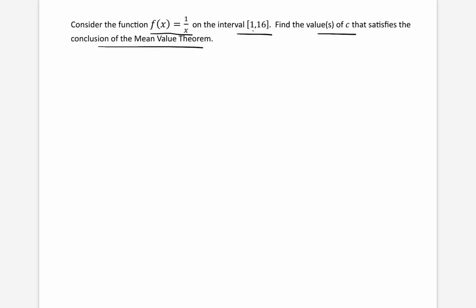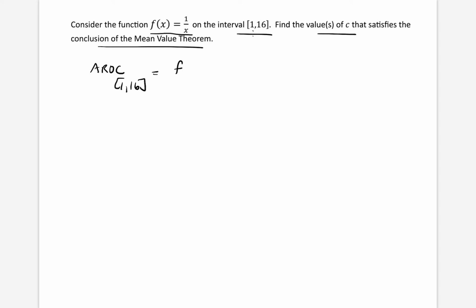Well, the mean value theorem says that if your function is continuous and differentiable on the interval, then there's going to be some value in that interval that equals the average rate of change of the function over that interval. So what is the average rate of change of our function on the interval from 1 to 16?